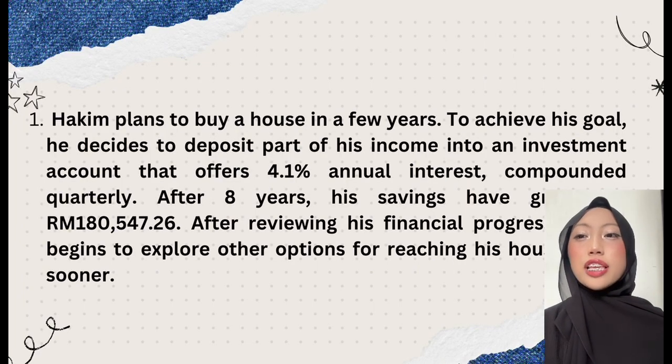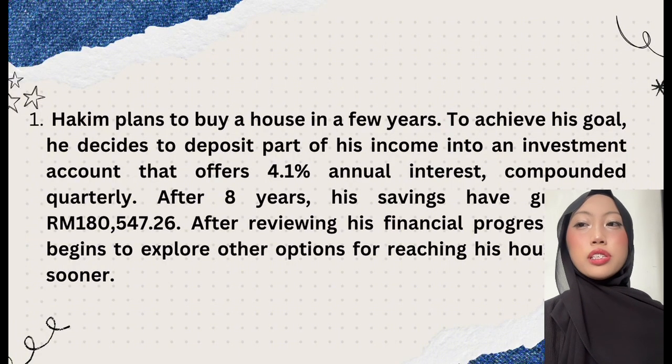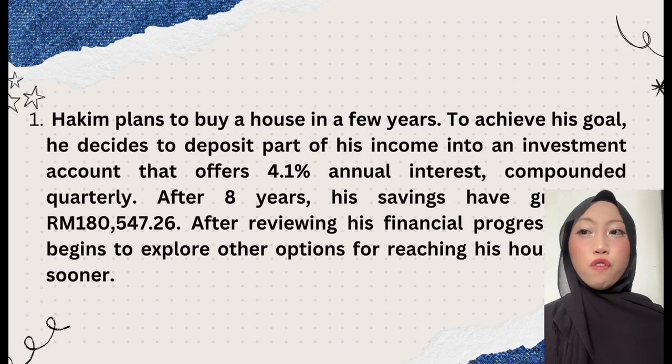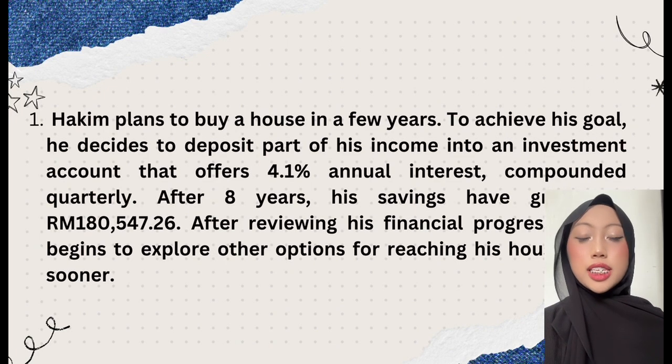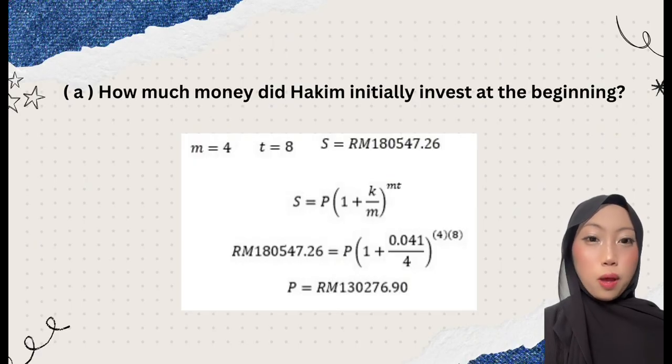We know that S equals RM180,547.26, r is 4.1% or 0.041, m is 4, which is quarterly, and t is 8 years. So, for this question, we use the formula S equals P(1 + k/m)^(mt).